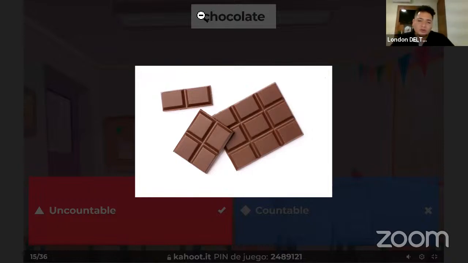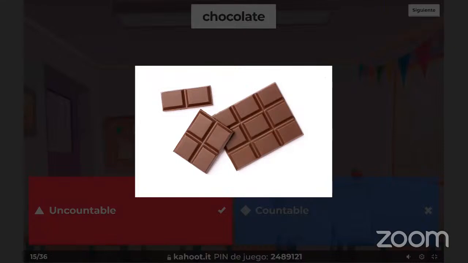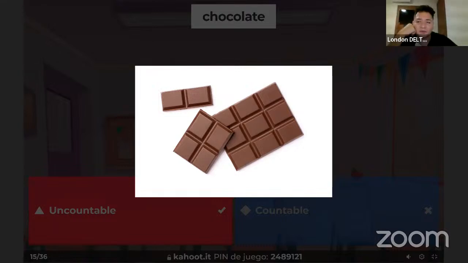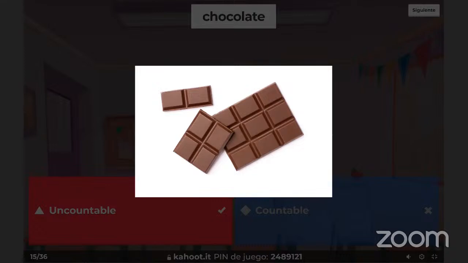Okay, so here we're not talking about the bars. Here you can say the chocolate bars, barras de chocolate, si son contables. La palabra chocolate is uncountable. The liquid chocolate is uncountable, because all the liquids are uncountable, so it's logic that the liquid chocolate is an exception.